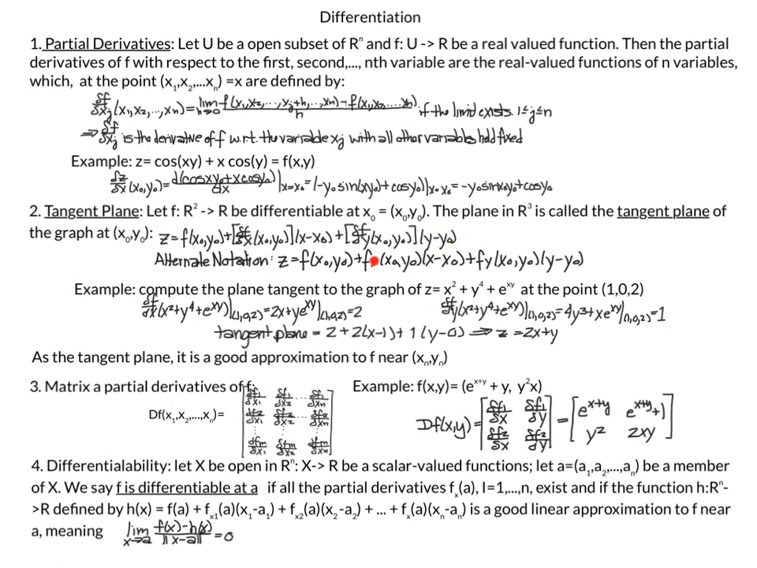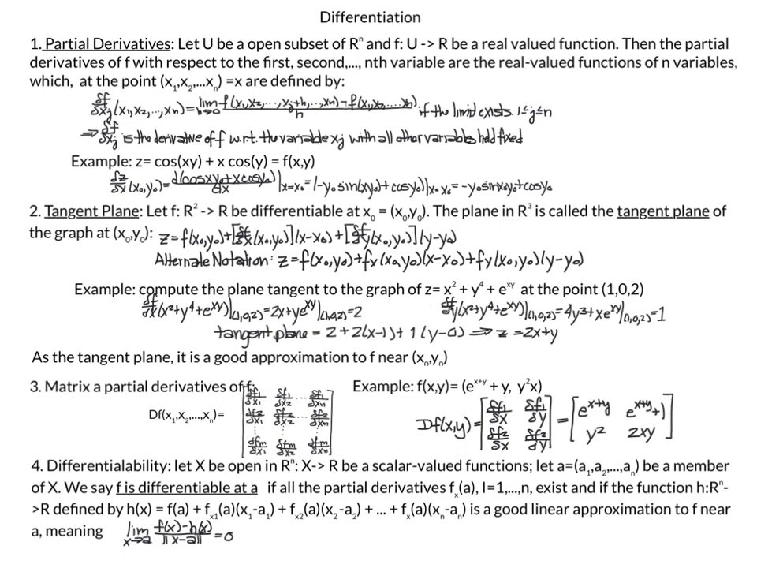And there's this alternate notation, which essentially is just whenever you have a derivative with respect to x, you call that f with a little subscript x. df/dy would give you f with a little subscript y. We have an example. Compute the tangent plane of the graph z equals x squared plus y to the fourth plus e to the xy at the point (1, 0, 2).